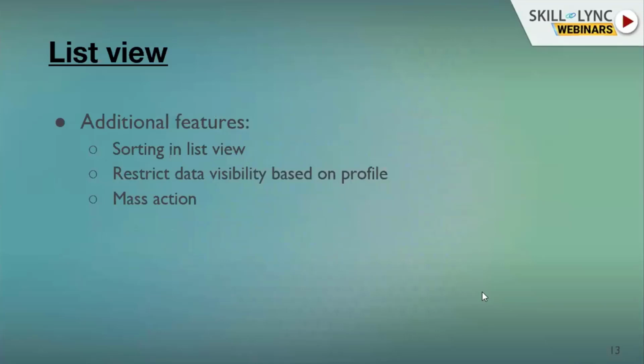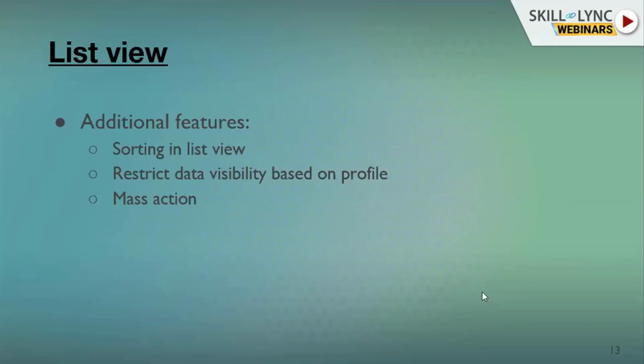Now, what are the additional features in the list view? As I told you earlier, you can use the sorting in the list view based on your requirement, like ascending or descending order based on the alphabetical things. And you can also restrict the data visibility based on the profile permissions. Suppose sales reps can see only the data they own, and the managers can see their data as well as those engineers who are working under them. So based on the list view profile permissions, you can control the data visibility as well.